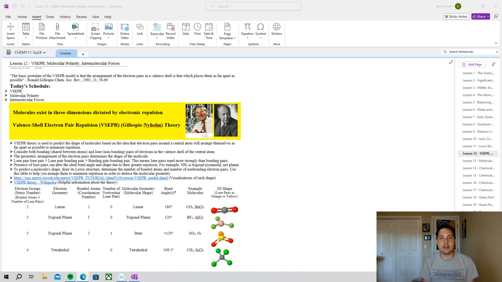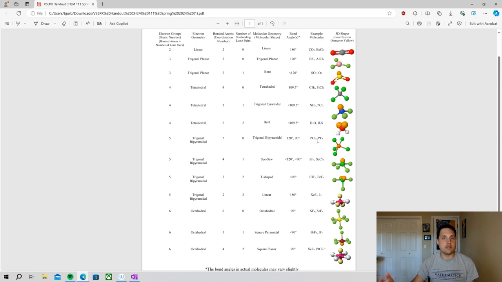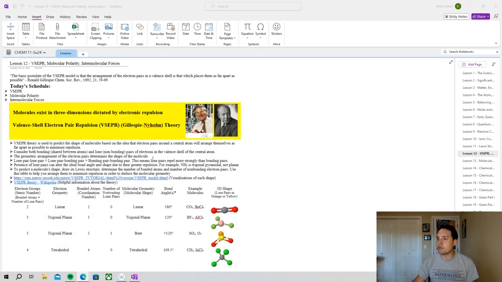And we're going to learn this method called VSEPR, which is short for valence shell electron pair repulsion theory, which is a really easy way to figure out what the geometry of a specific molecule is going to be based off its Lewis structure. At the end of this lesson, you'll be able to make use of this handout to help you solve any problem that you come across, whether it's in this class or a future chemistry class. So let's go ahead and get started.